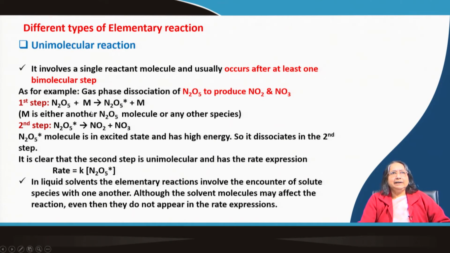Now, here it is a gas phase reaction, so it is colliding with another molecule or it may be colliding with something else also. But in liquid solvents, the elementary reaction involves the encounter of solute species with one another. So, in a solvent system it is possible that two ions or two molecules can encounter. Sometimes the solvent molecule can affect the reaction, but we have learnt that when it is the solvent molecule, it will not come in the rate expression. So, accordingly you have to write the rate expression.